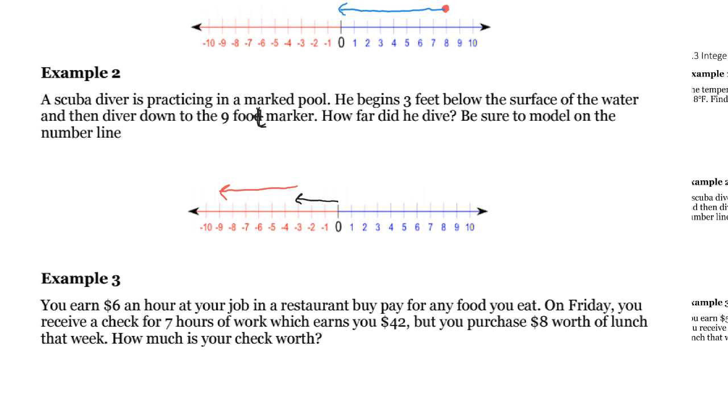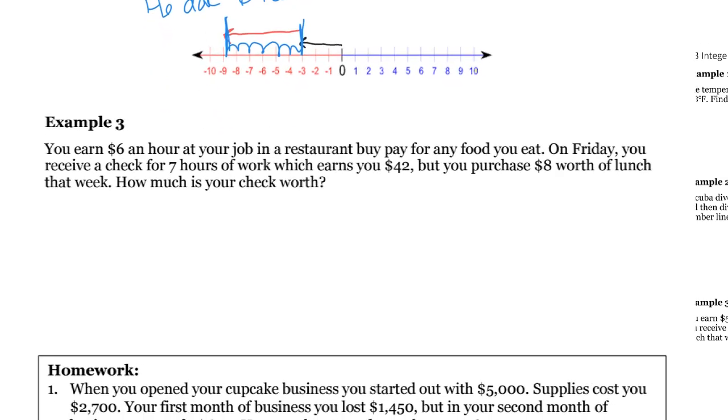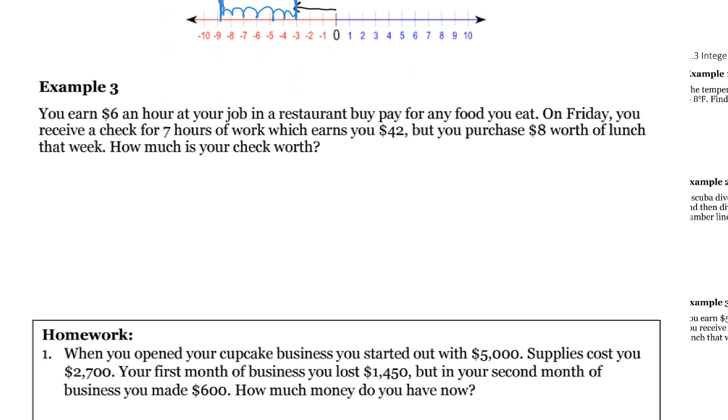So how far did he dive? What's the difference from the 3 foot marker to the 9 foot marker? How far did he dive? He dove 1, 2, 3, 4, 5, 6. He dove 6 feet. So he dove 6 feet to get to that 9 foot marker below the surface. All right, so I want you to pause the video and try example 3 on your own, okay?